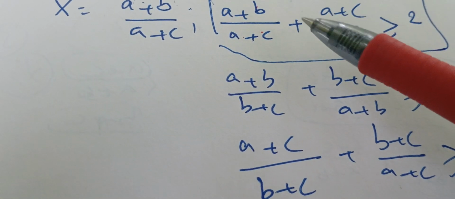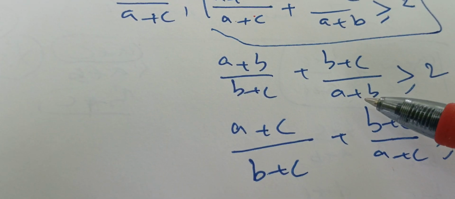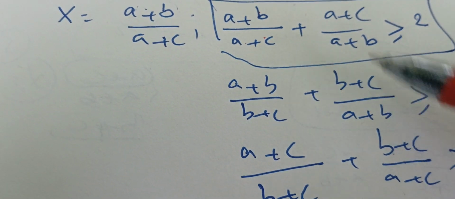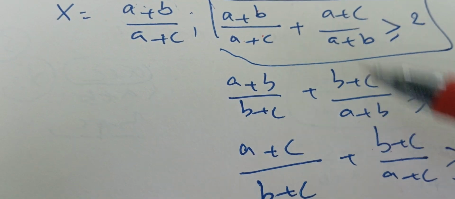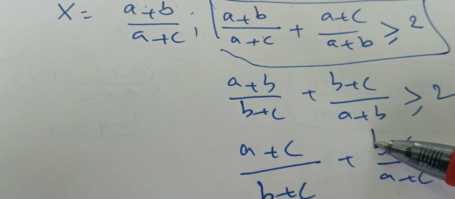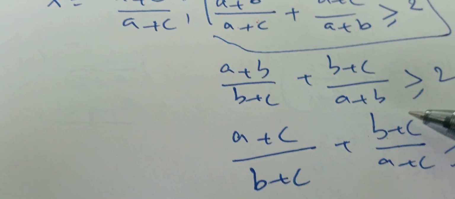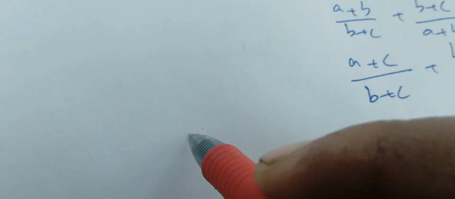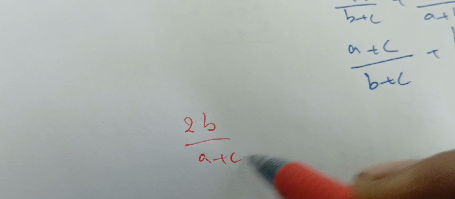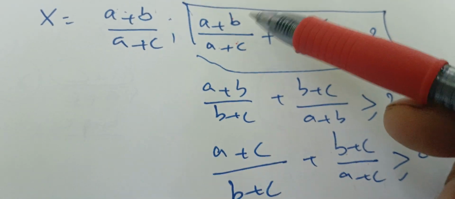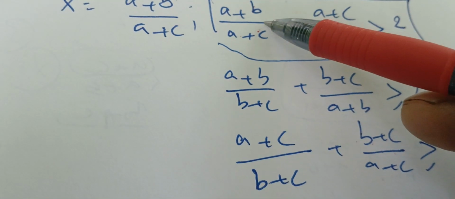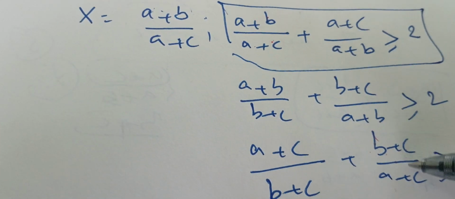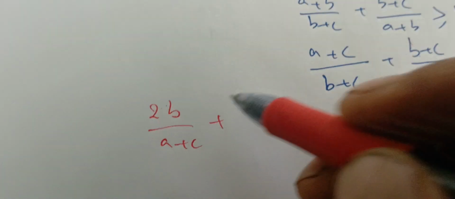something here. I should have A plus C somewhere here. So I'm going to have B. If I want to have B, I'm going to have 2 B's. If I add these 2, I'm going to have 2B. So I'm going to have 2B over A plus C, plus A plus C over A plus C, which is 1. So I'm going to have 2B plus 1.